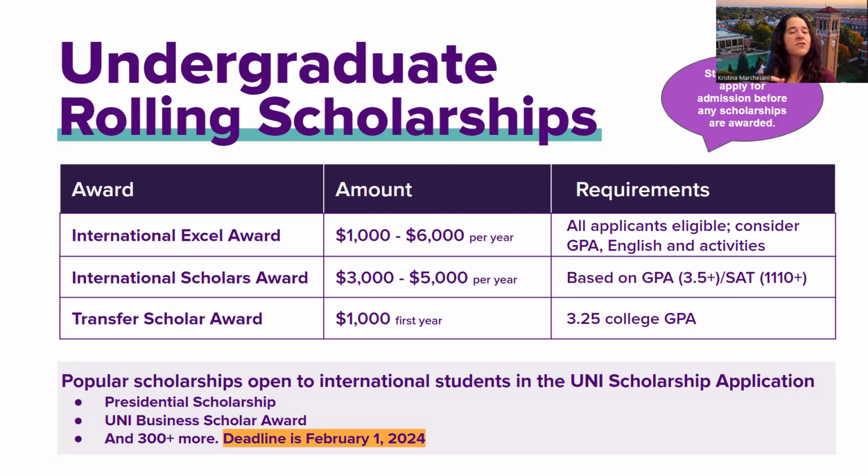If you're a transfer student, and I know there's transfer students online here, you would be looked at for the Transfer Scholar Award, which is automatic based on your GPA. And you would also be considered for the International Excel Award. So that one, again, you need to fill out the scholarship application to be considered.